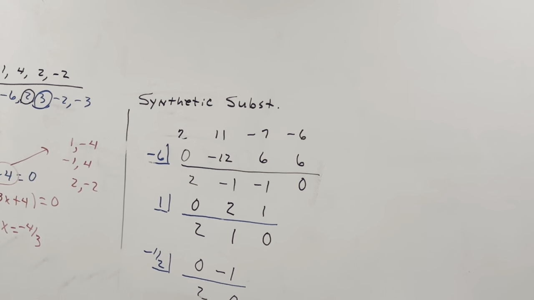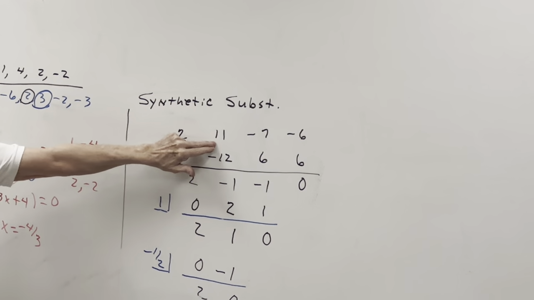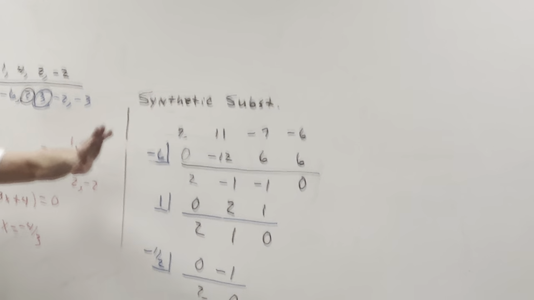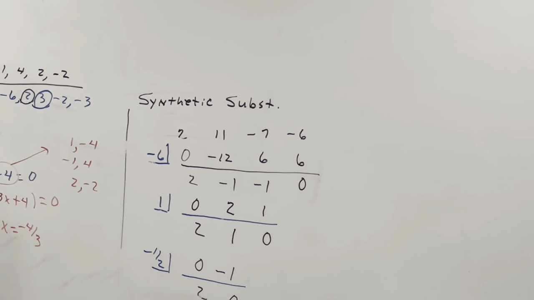Yes? For synthetic substitution, if it showed something like 2x cubed minus 7x, would we input a 0 for the x squared? Well, you mean if there's a term missing? Yeah. You've got to put something called a placeholder in. So if I've got an x cubed, I've got to have an x squared. If not, you've got to put a 0 in there as your placeholder. This one has everything it needs though. Good point.